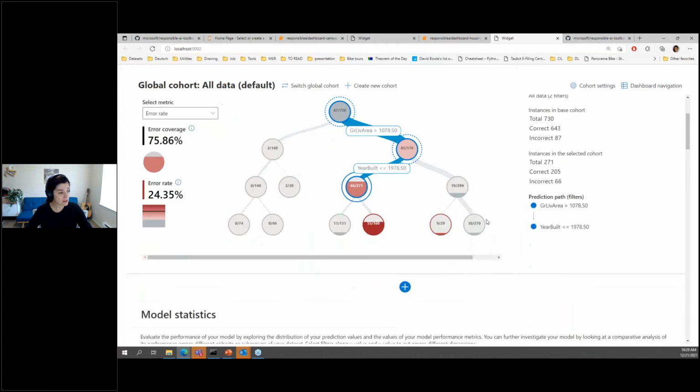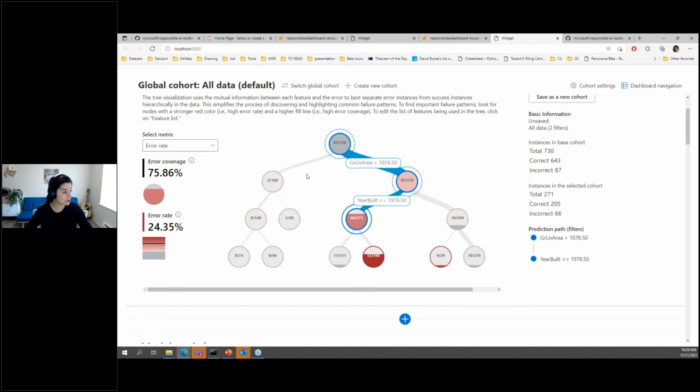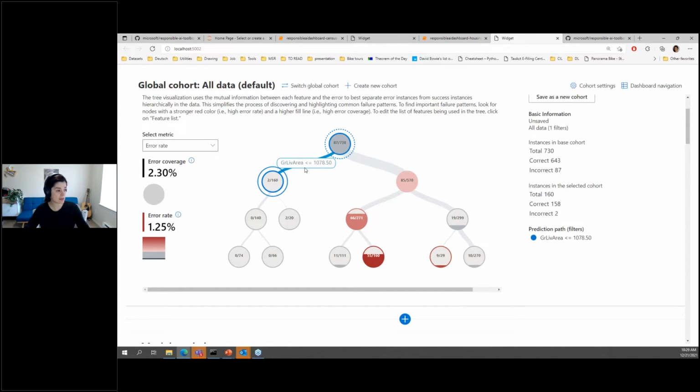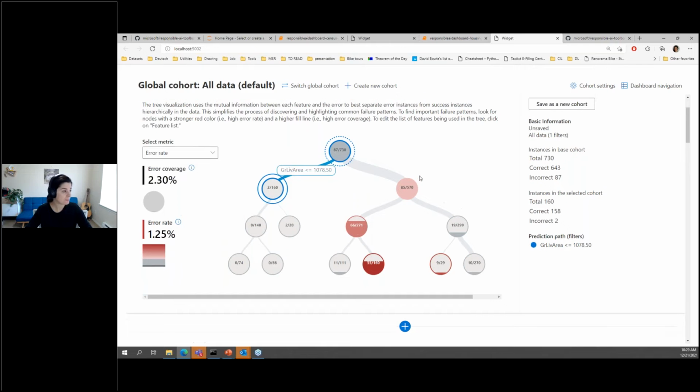Now, there are other interesting things that one may see in this tree. For example, we can see that for every apartment that has a square footage less than 1,078, the error rate is really, really low. It means that we are probably set on this part, in that the model knows what it's doing, and maybe we should focus on this one.